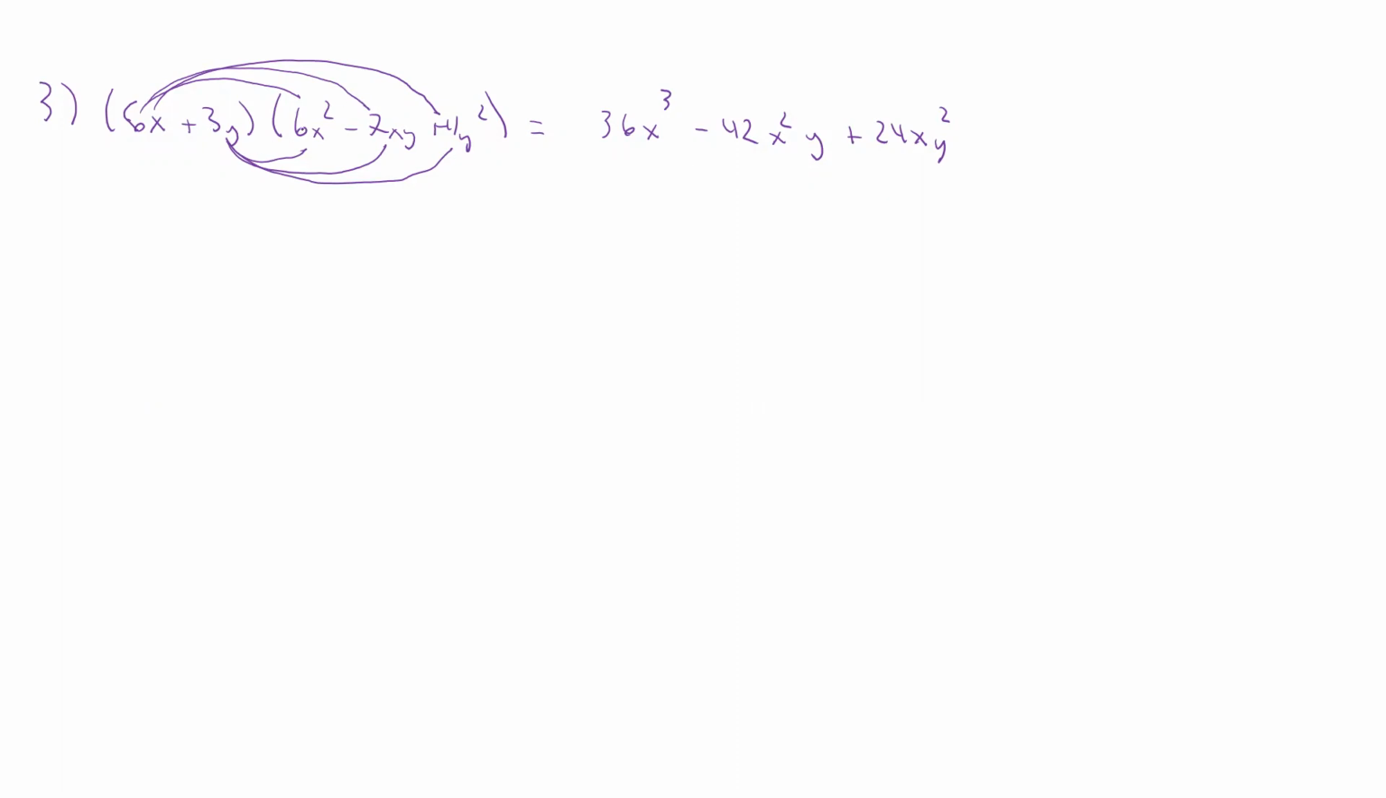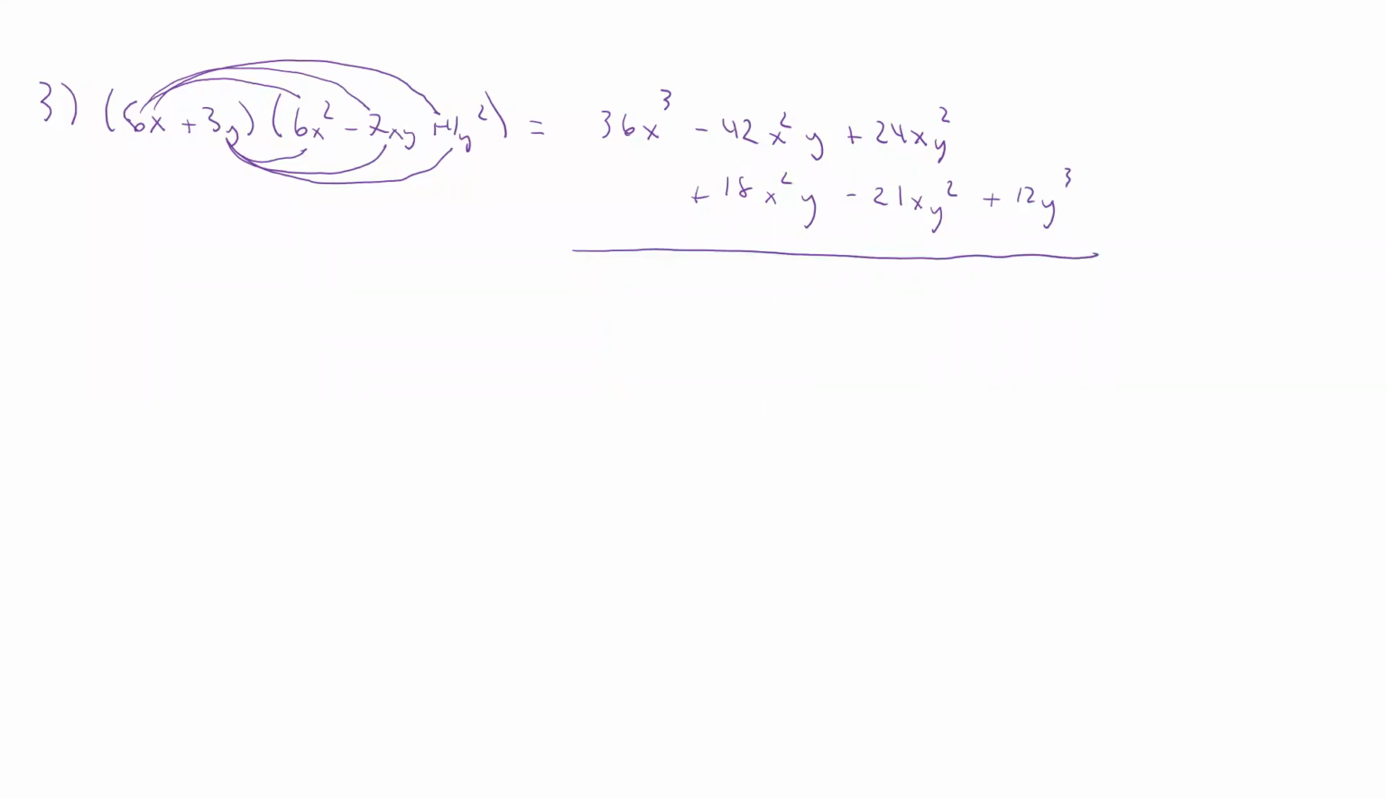All right, so now we take 3 times that. So 3 times 6 is 18x squared y. So that's going to be plus 18x squared y. And then we have 3y times 7xy. So that's going to be minus 21xy squared. And then we have 3y times a 4y squared. So that's going to be plus 12y to the third. And so now what we can do is we can add these together.